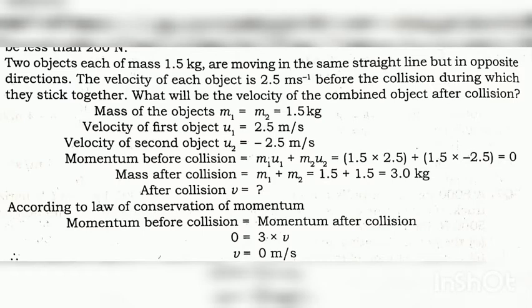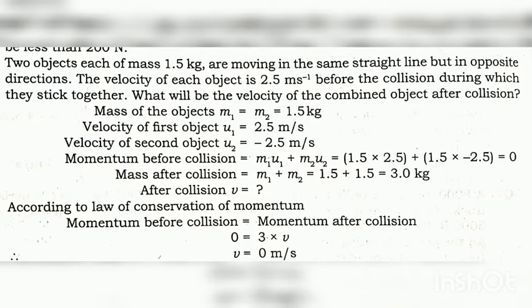The masses of the objects are equal, so I'm writing m1 is equal to m2 is equal to 1.5 kg. And the velocity of the first object is u1 is equal to 2.5 meter per second, and the second object as well is 2.5 meter per second. But the second object will take the negative velocity. Why? Because it travels in the opposite direction. Moreover, we use the term u because it is the velocity before collision. If it is after collision, we use the term v.